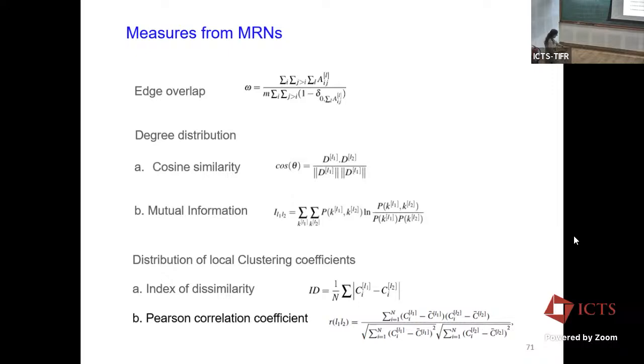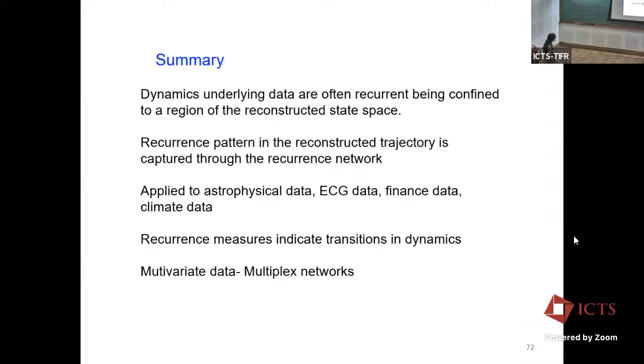We'll just go through this because there are so many types. We can check how much edge overlap there is between this layer and this layer. Then we take the degree distribution of both of them and look for the similarity underlying the degree distribution. One measure is mutual information, the other is cosine similarity. Then you can calculate any measure like the clustering coefficient, take its distribution, and compare them. This is one way of comparing the differences and similarity between different data sets.